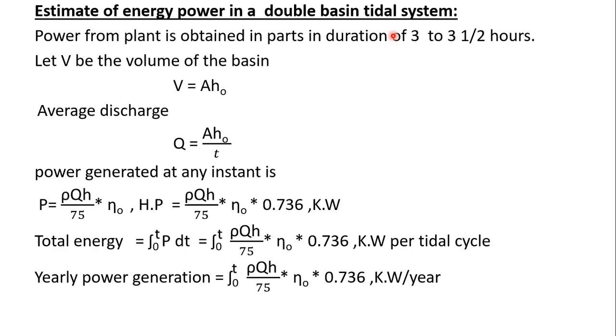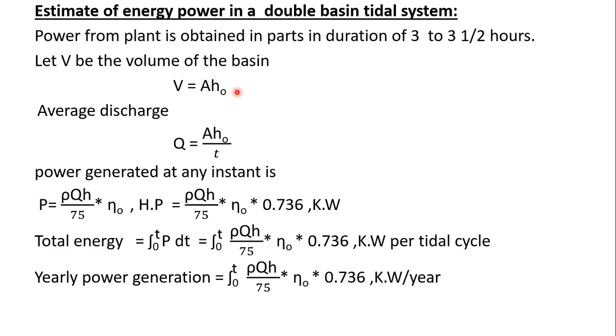From this, the power or total energy is first calculated per tidal cycle, and then it is calculated for the year. So for the year, total energy can be obtained as below. Let V be the volume of the basin, then we can write V is equal to A into H naught, where A is the average cross-sectional area of the basin.